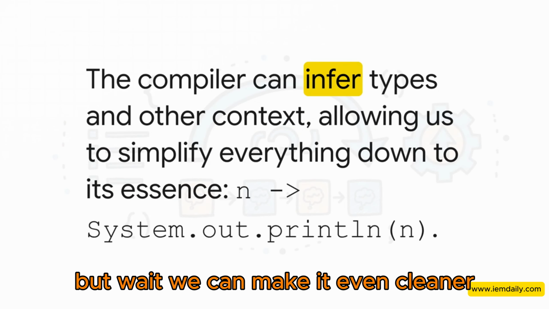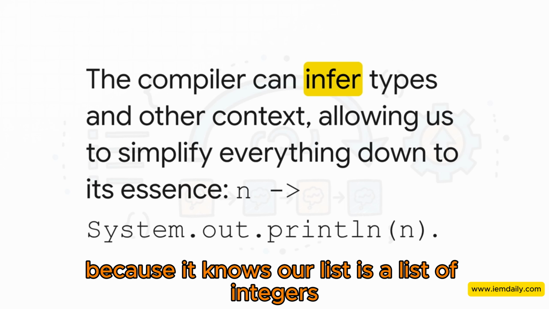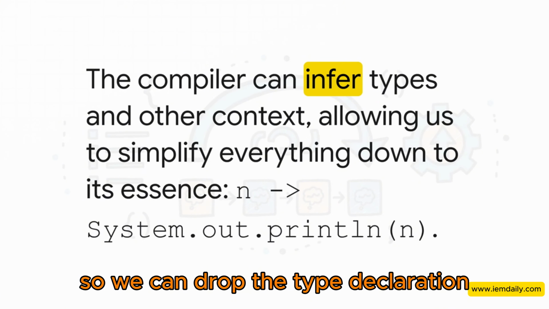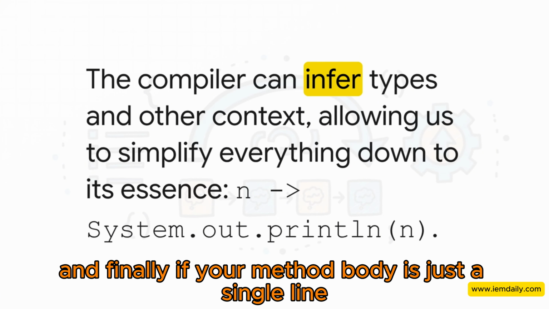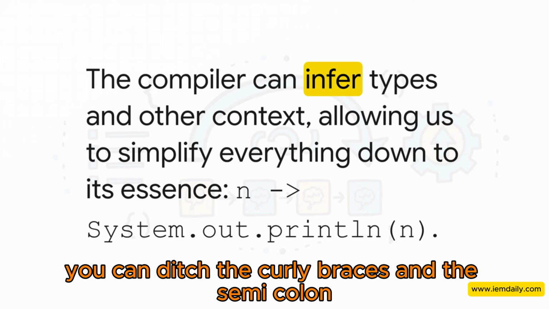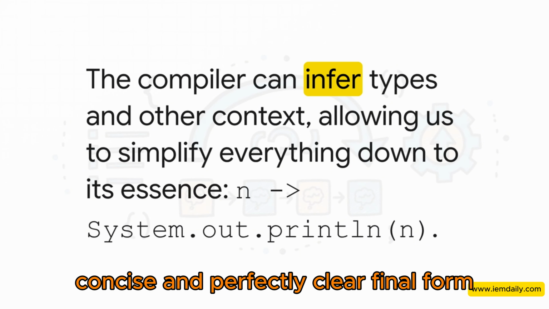But wait, we can make it even cleaner. Java's compiler can infer that n must be an integer because it knows our list is a list of integers, so we can drop the type declaration. And when you only have one parameter, you don't even need the parentheses. And finally, if your method body is just a single line, you can ditch the curly braces and the semicolon. And that leaves us with this beautiful, concise, and perfectly clear final form.